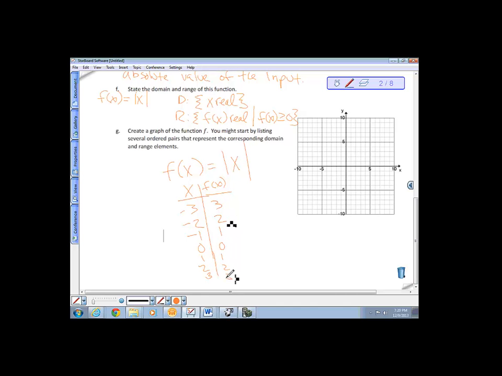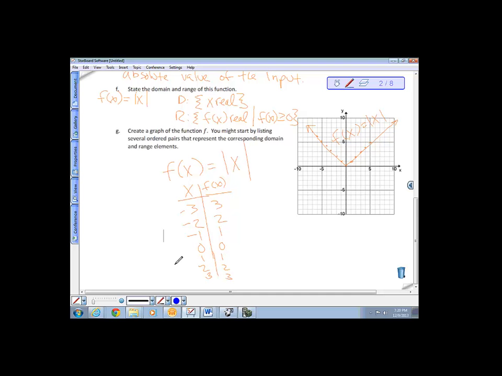So we plot those points, and hopefully you understand that this is the same graph as what we've just done with y equals absolute value of x, except as f of x equals absolute value of x, which of course really isn't any different. Okay, so there's the function.